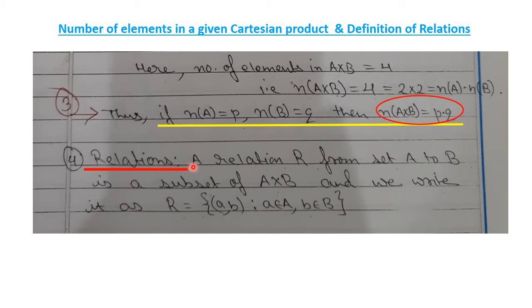Now let us define relations. A relation R from set A to B is a subset of A cross B, and we write it as R equal to the set of all ordered pairs (a, b), where a belongs to A and b belongs to B. So if R is a relation from A to B, then R is nothing but a subset of A cross B, and that R will have elements as ordered pairs, where the first component will be from set A and the second component will be from set B.